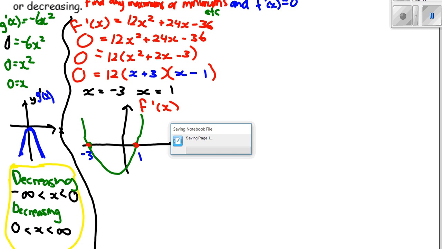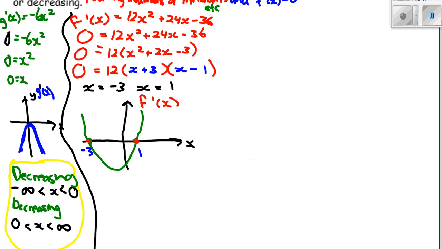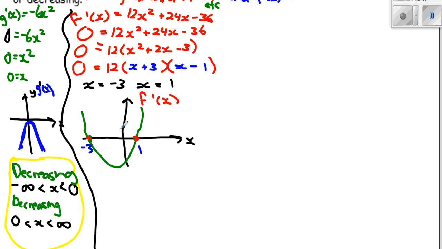So now finally after all that, we need to state over what intervals the original function is increasing. So it's increasing from here and here, because it's got a positive gradient. From negative infinity to -3, and also from 1 to positive infinity. So it's increasing over these intervals.